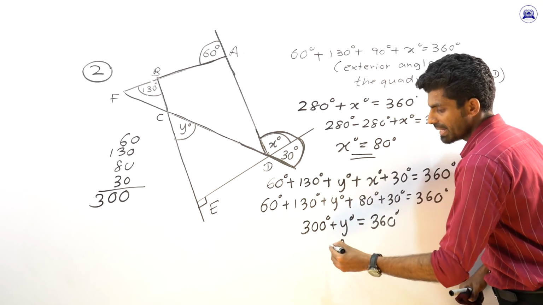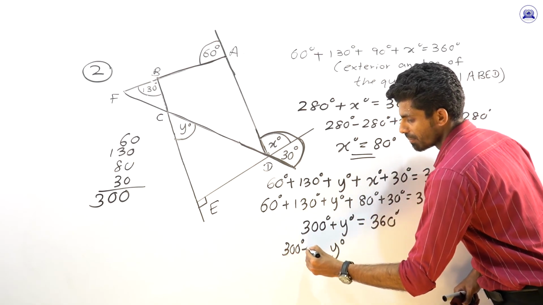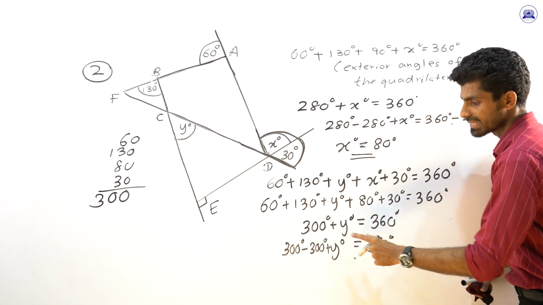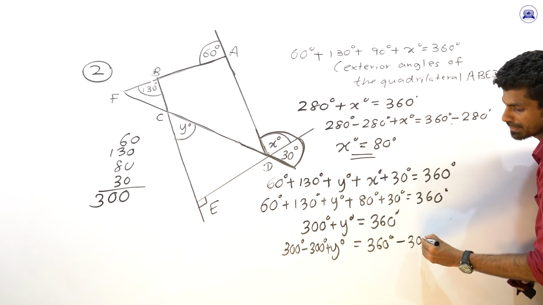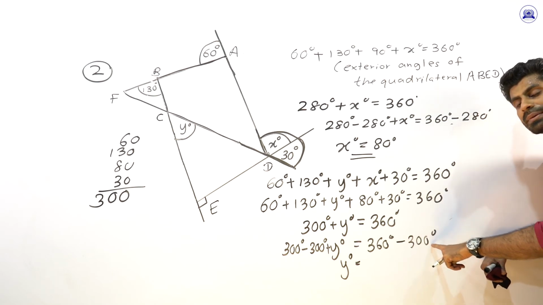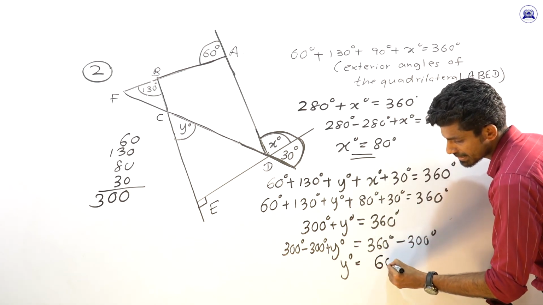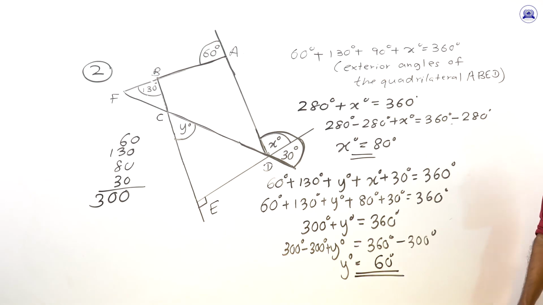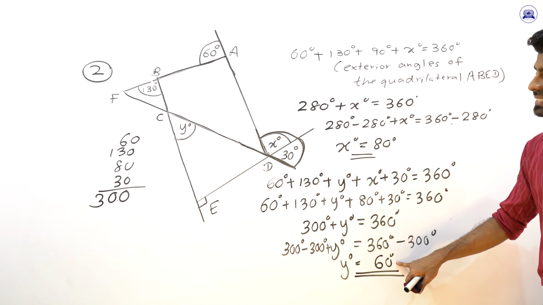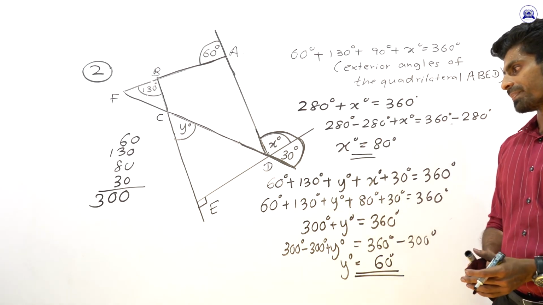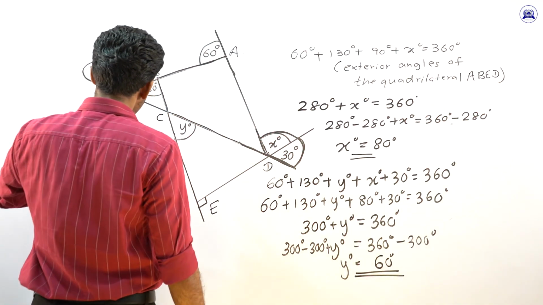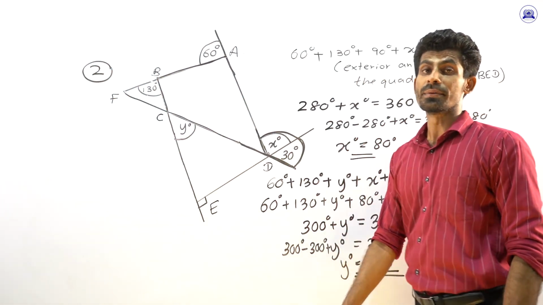So y: 300 minus 300 plus y equals 360 minus 300. You know the value, Lamai? 360 minus 300 is 60. So y equals 60 and x equals 80, right? That is how to find the values of x and y.